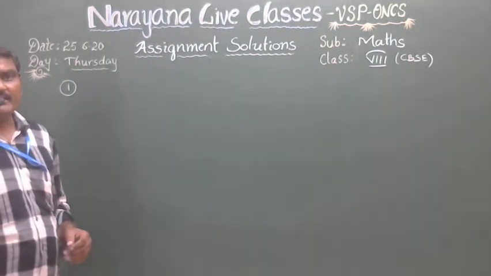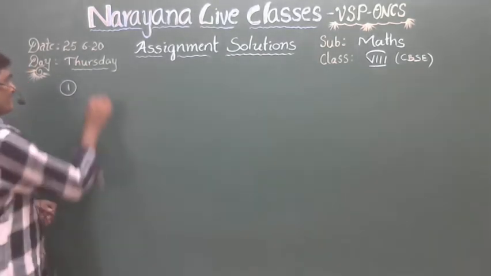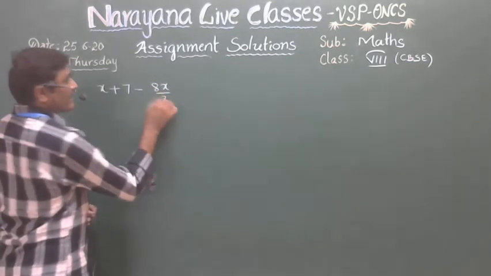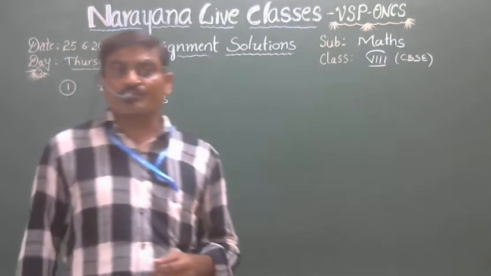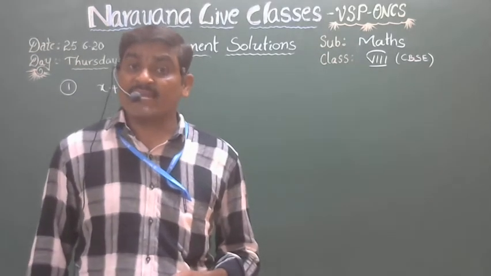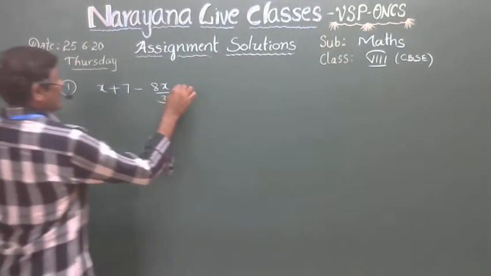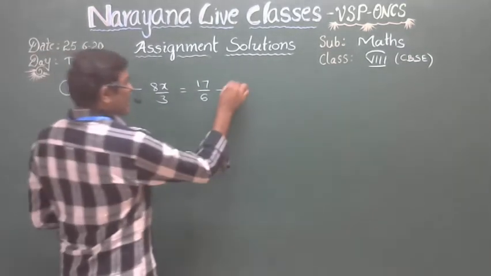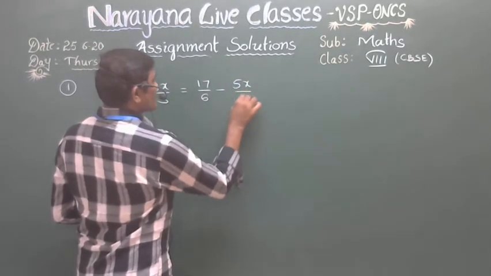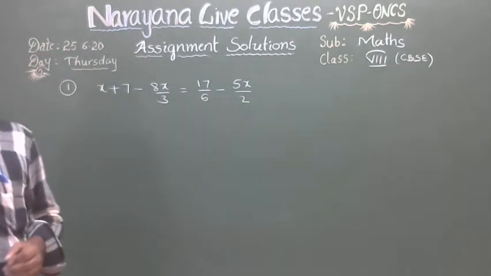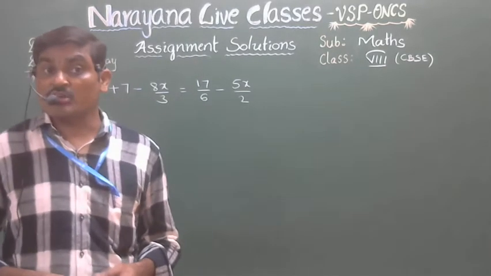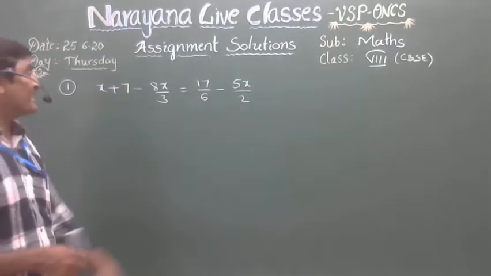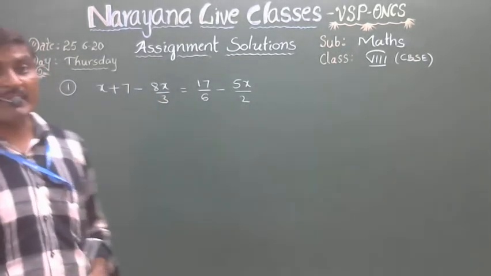x plus 7 minus 8x by 3 is equal to 17 by 6 minus 5x by 2. This is the question we need to solve. Solve x plus 7 minus 8x by 3 is equal to 17 by 6 minus 5x by 2.